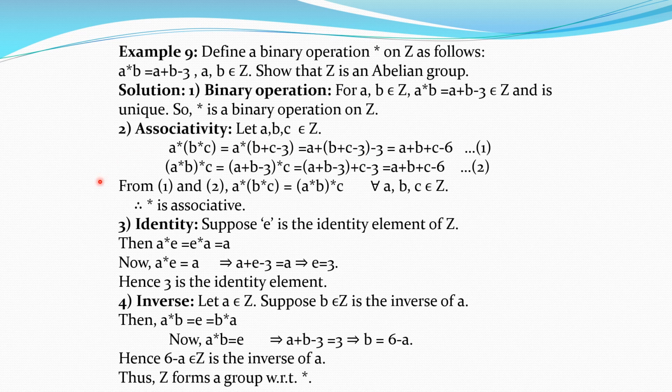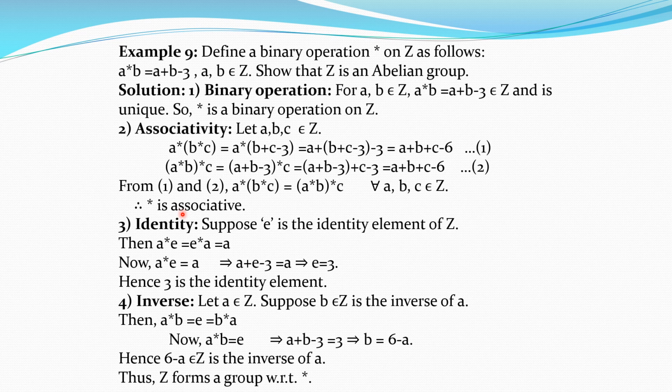Now, the other side is (a star b) star c. Using the definition of star in the first bracket, this is (a plus b minus 3) star c. Now, it is equal to first element a plus b minus 3 plus c minus 3, that is a plus b plus c minus 6. Now, observe the RHS of 1 and 2, both are the same. Hence, in general, for all a, b, c in Z, we get a star (b star c) is equal to (a star b) star c. Hence, star is associative.